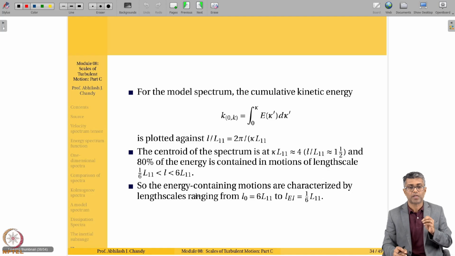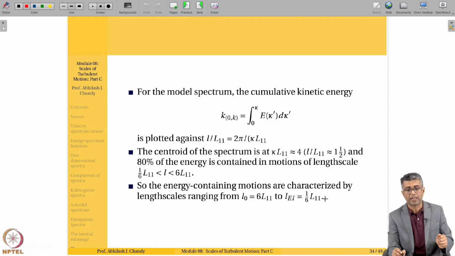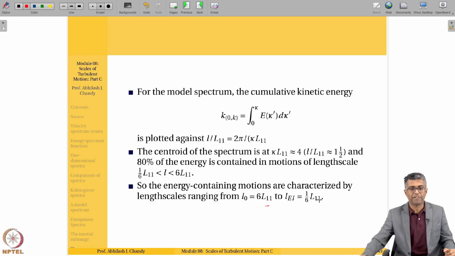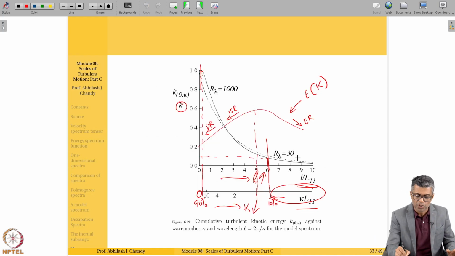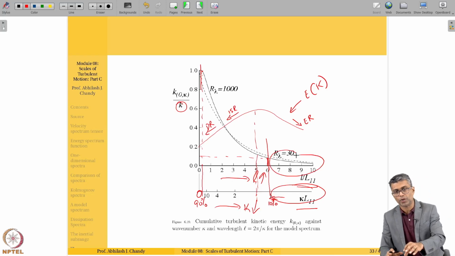And that is what we are summarizing here. So the energy containing motions are characterized by length scales ranging from 6 L11 to 1/6 L11. Isn't it? That's what we are saying. So 80% of the energy is contained here. Everything else is a very small contribution to the turbulent kinetic energy. So if you want to ignore that, you are only ignoring 10% of the energy.